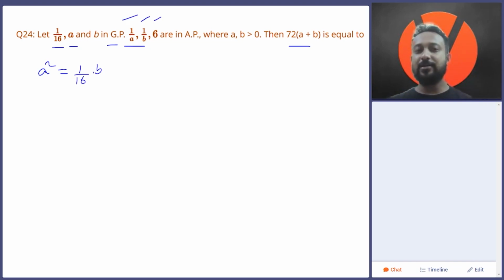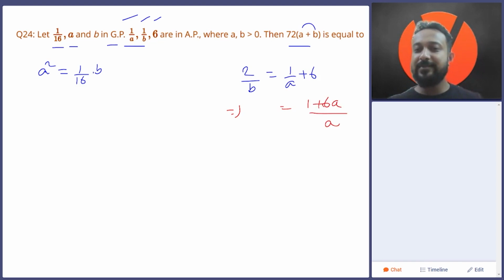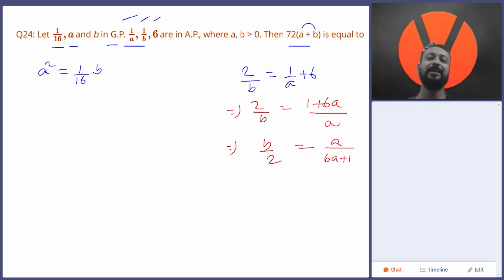And if they are in AP, sir, what will happen? 2 by B will be equal to 1 by A plus 16. They're looking for A plus B. It means what? Try to find out A and B and then find out the sum. So 2 by B here and B by 16 is here. So what should we do? Okay. So sir, if I take LCM, 1 plus 16A on the right divided by A, and this is 2 by B. Okay. So if I just take reciprocal, B by 2 will be A by (16A plus 1). Do you agree? Yes, sir. Correct? Yes. So B by 2 will be A by (16A plus 1).